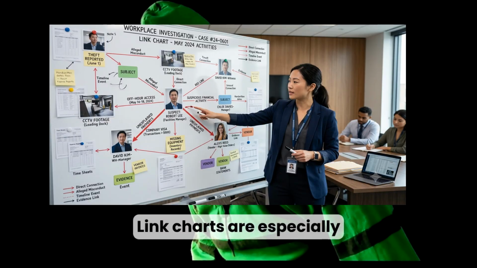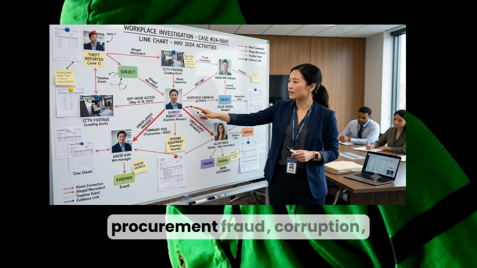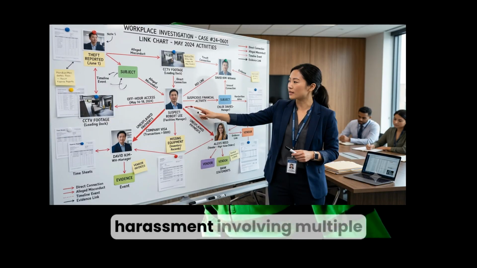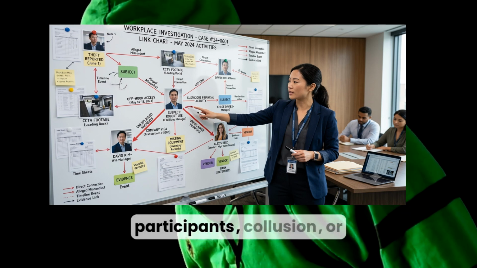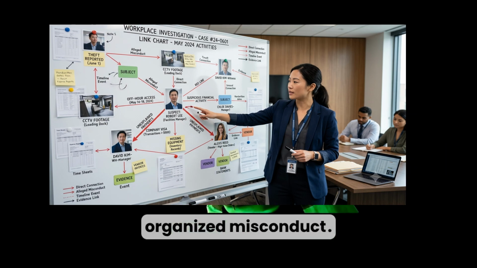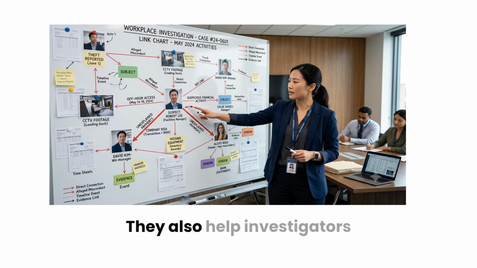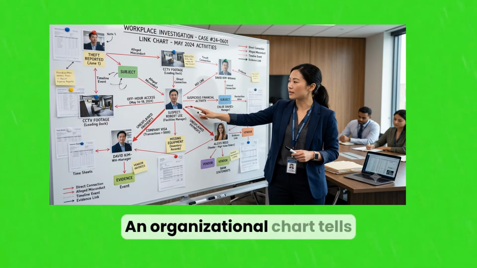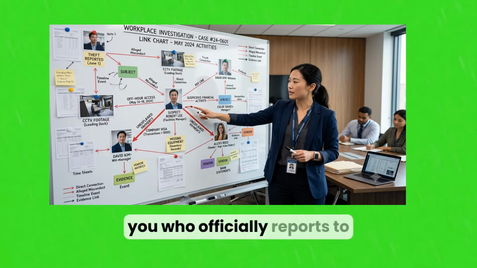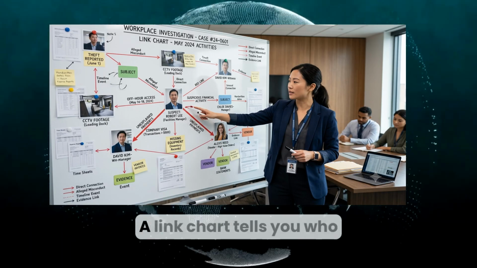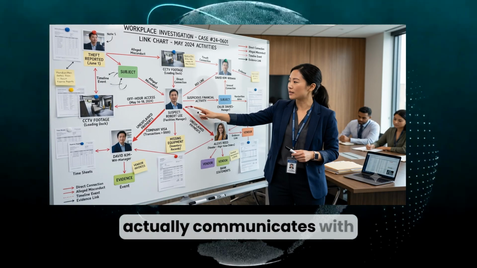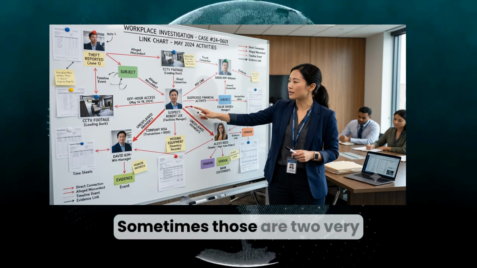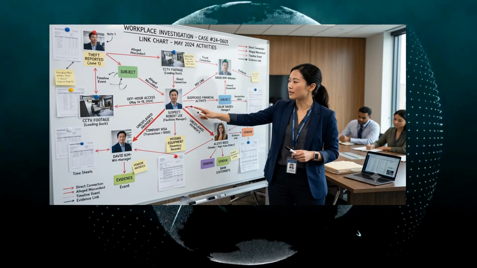Link charts are especially useful when investigating procurement fraud, corruption, harassment involving multiple participants, collusion, or organized misconduct. They also help investigators understand informal influence. An organizational chart tells you who officially reports to whom. A link chart tells you who actually communicates with whom. Sometimes those are two very different things.